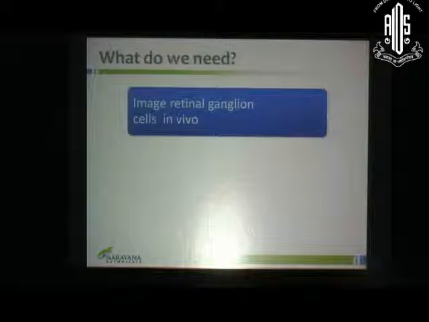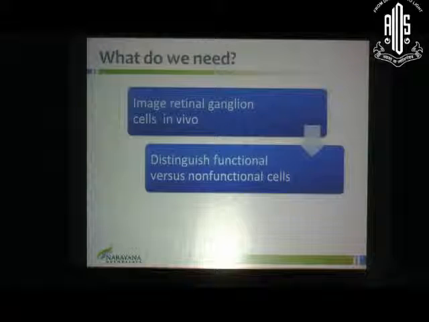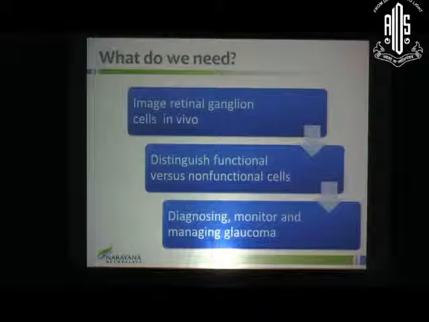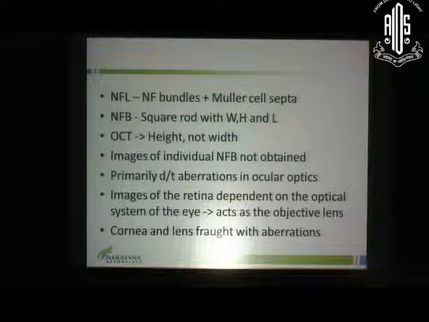So what do we need? We need to image retinal ganglion cells in vivo, distinguish the functional versus the non-functional cells, and this would then allow us to diagnose, monitor and manage glaucoma in a better way.